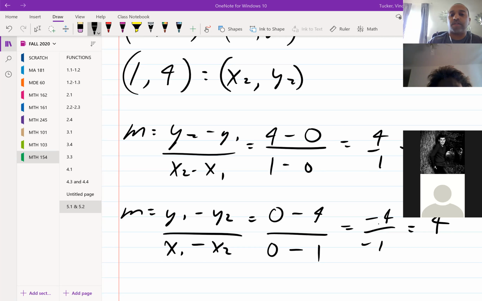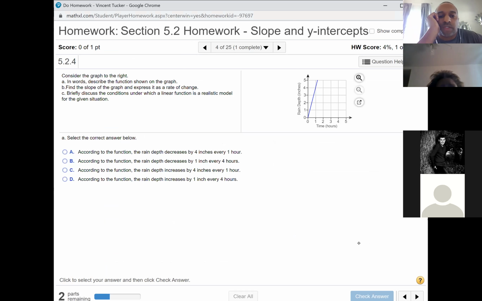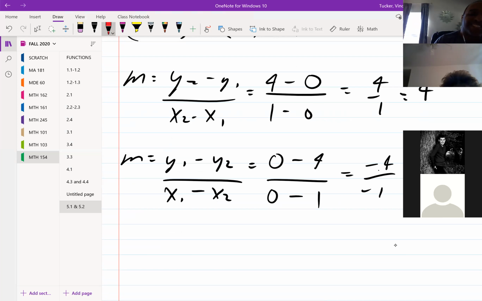All right. So let's go to, why isn't it coming up? Let's go back. Let's put it up. All right. So according to the function, the rain depth decreases by 4 inches every 1 hour, decreases 1 inch every 4 hours, increases 4 inches every 1 hour, and then increases 1 inch every 4 hours. So first thing we've got to do is go back. I know I keep jumping screens, but that's how it is.